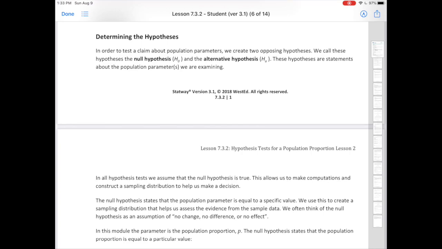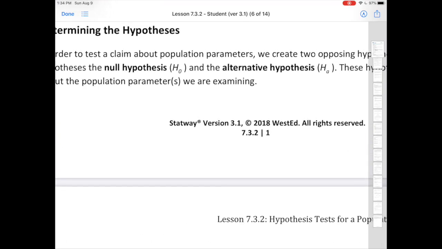Next steps. Determining the hypothesis. In order to test a claim about population parameters, we create 2 opposing hypotheses. We call these hypotheses the null hypothesis and the alternative hypothesis. Before we go on, you notice that we have introduced new symbols for these. These are the symbols that we're going to use for the rest of the class. So let me zoom in a little so you can see it.